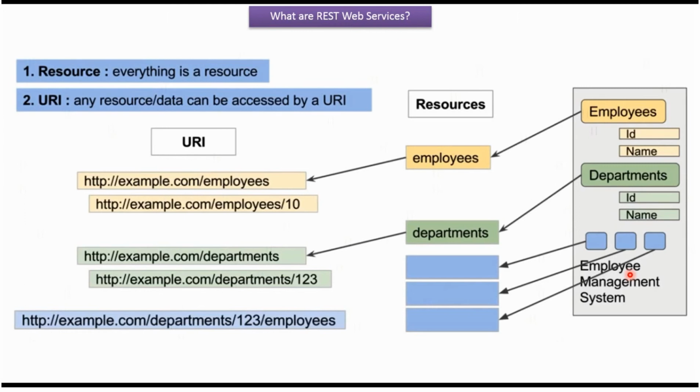Here you can see the employee management system. It has an employee module, and it has employee ID and name. And it has a departments module. It has department ID and name. And it has some other modules also. In RESTful web service, each module can be defined as a resource.